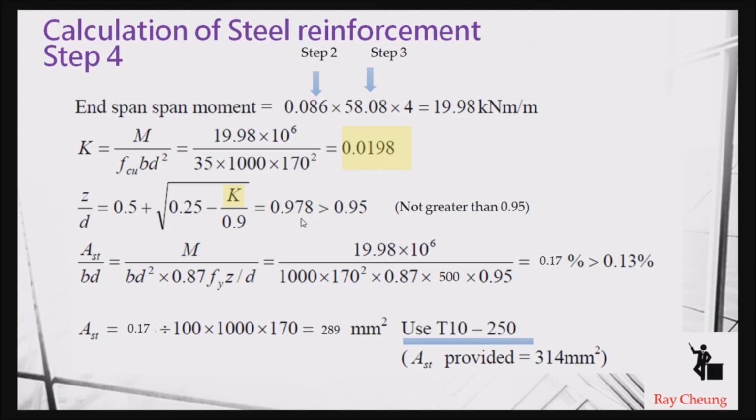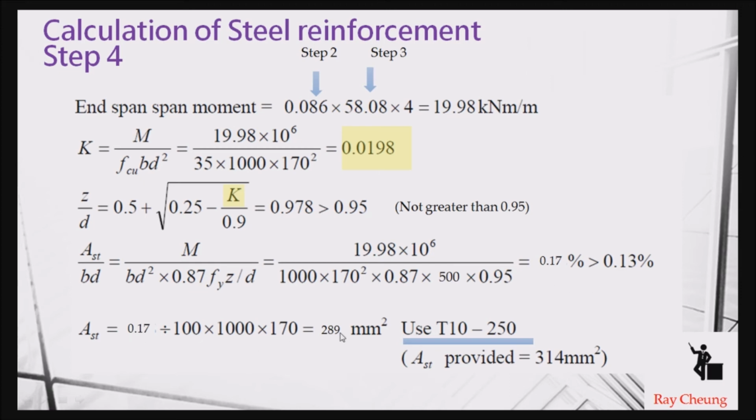You can find out z divided by d. But remember one point: the value should not be greater than 0.95. That means if the value is greater, you must use the value 0.95. Like this one, we can't use 0.978. We just use 0.95. And fy is the yield strength of the steel reinforcement, and then you can find out the steel area you need to provide.